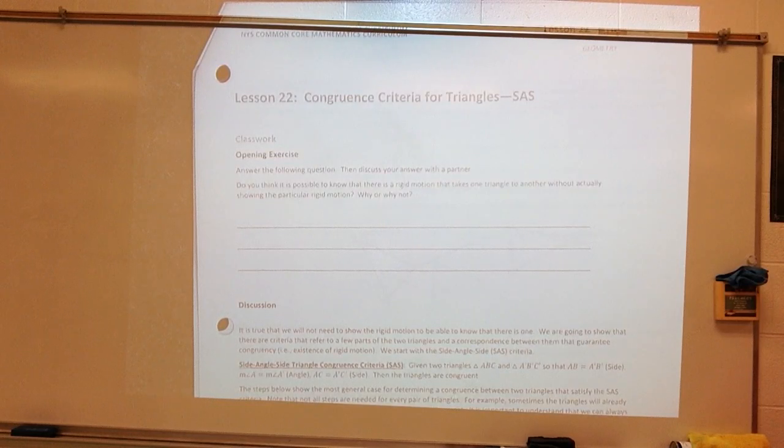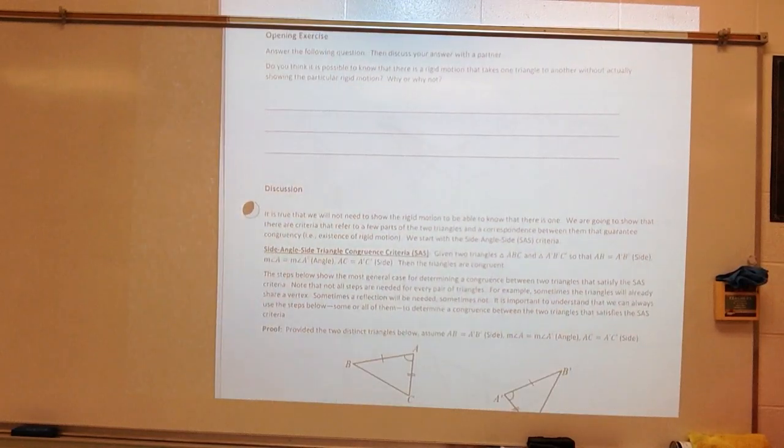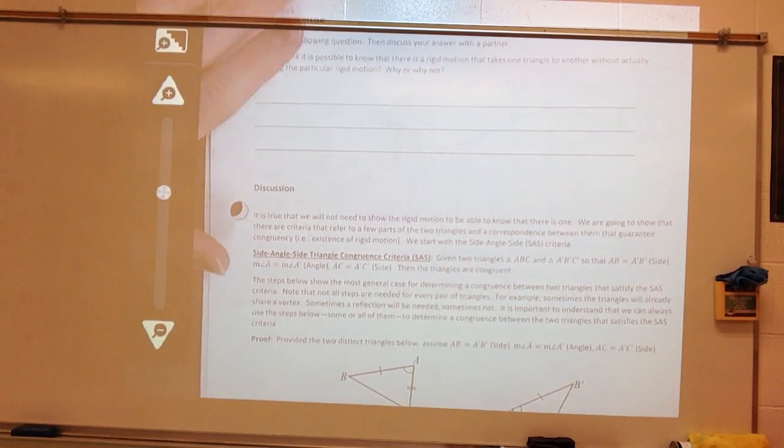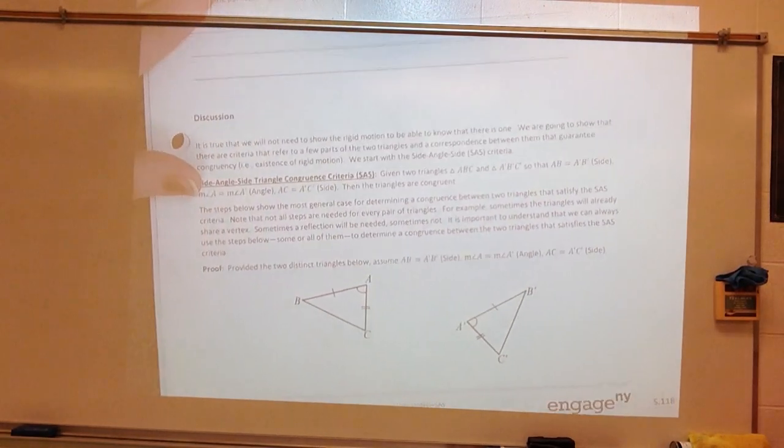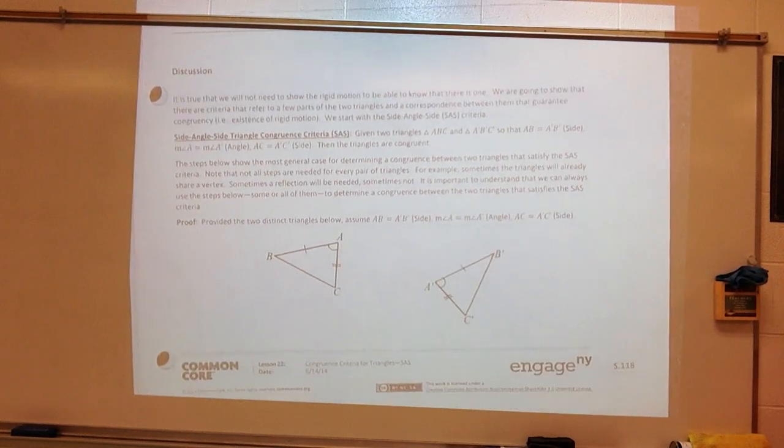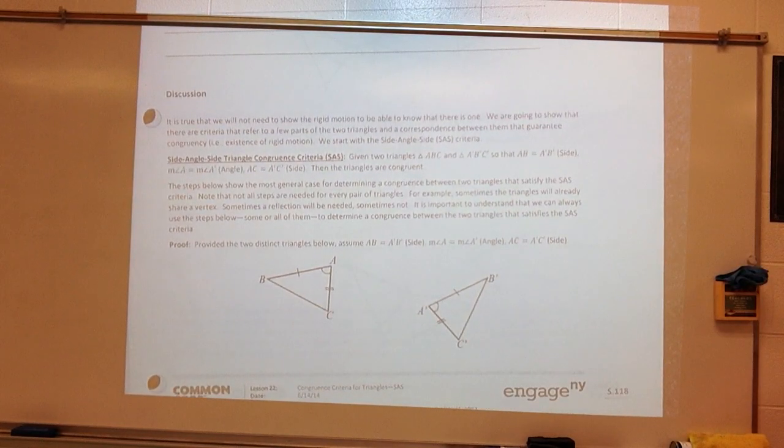Alright, so we're going to see this SAS. This next part is a lot of discussion. So we're just going to look at it and talk about it so that you understand this a little bit better. Alright, so let's look at the discussion. It said, it is true that we will not need to show the rigid motion to be able to know that there is one. So right there it tells us we don't have to show every single transformation happening in order for us to know that there is a transformation.